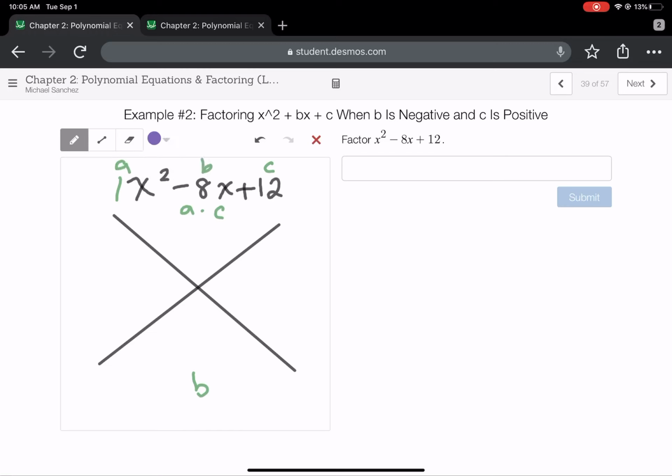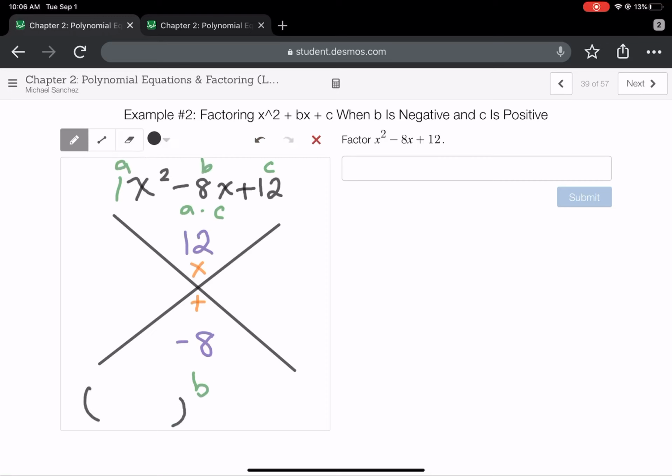So A times C, 1 times 12. It's pretty much going to be always just 1 times something until the next section. In the bottom, we're going to put a negative 8. All right, so here we need two numbers that multiply to give me 12 and add up to give me a negative 8. Okay, so now it gets a little bit tricky because we need some kind of change in our two numbers in order to fulfill this negative sign, right?